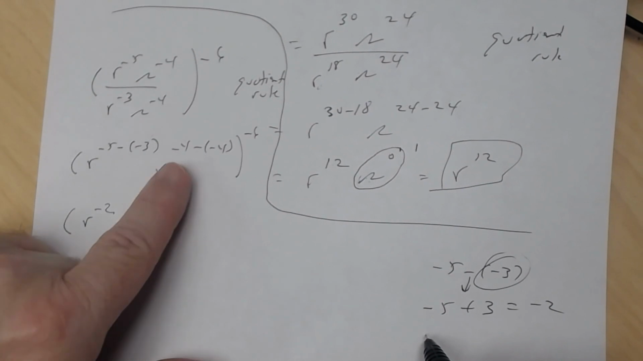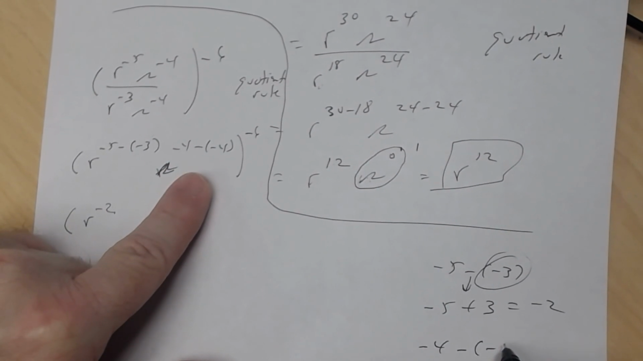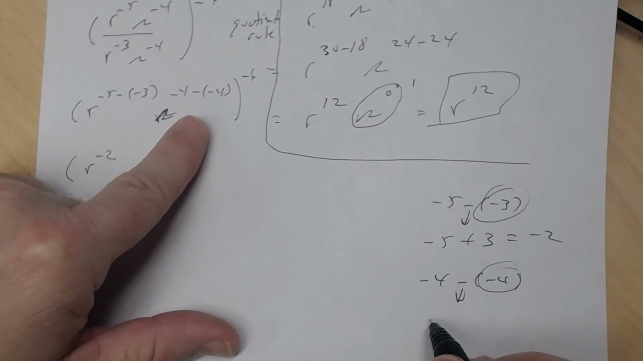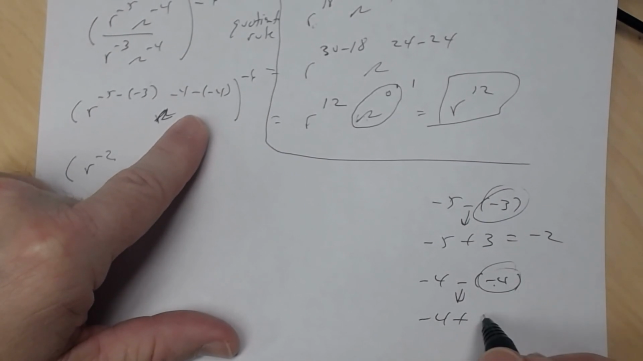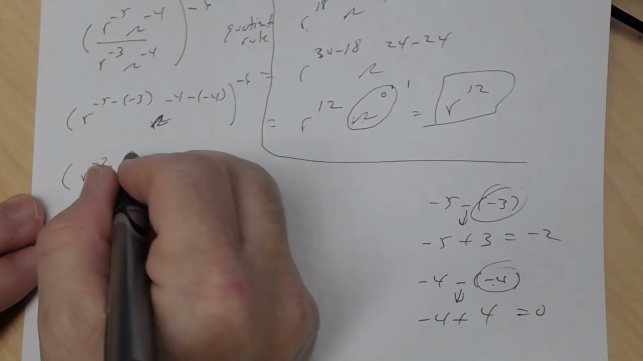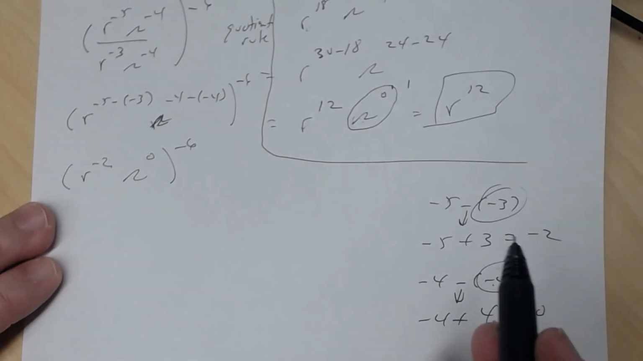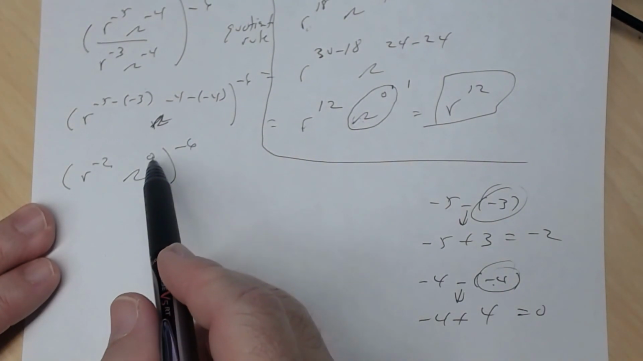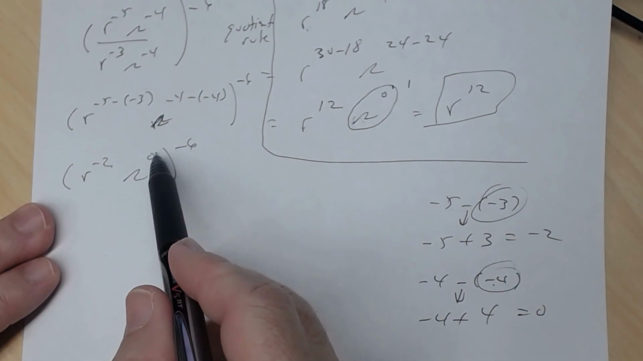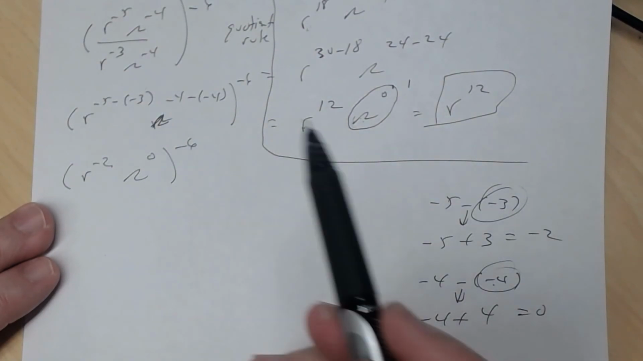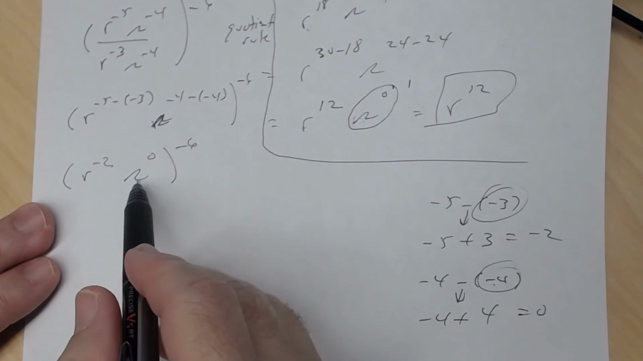Here, negative 4 subtract the negative 4, change this to an addition problem. So you add the opposite: negative 4 plus the opposite of negative 4, which is a positive 4, and negative 4 plus 4 is 0. So that becomes s to the 0 power, all raised to negative 6. Now there are a couple of ways you could deal with this. You can say 0 times negative 6 is 0, or you can automatically say s to the 0 power is 1. Okay? Does not matter.